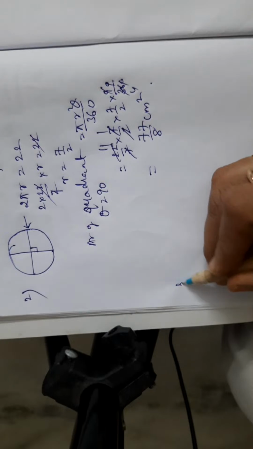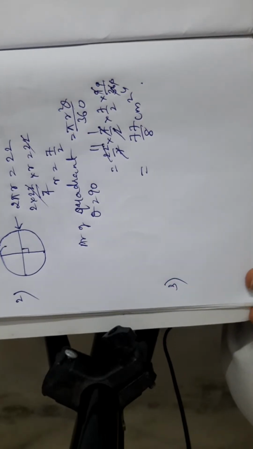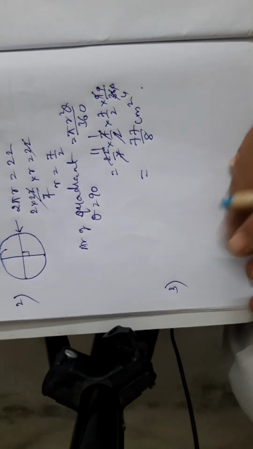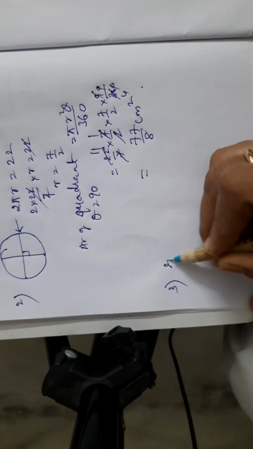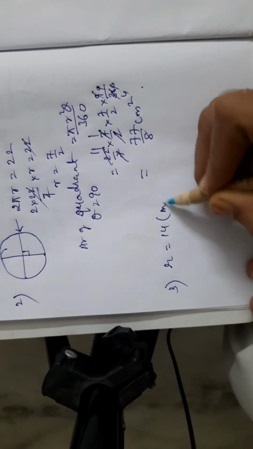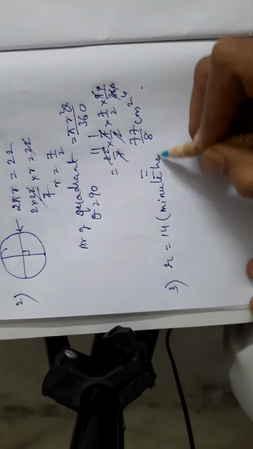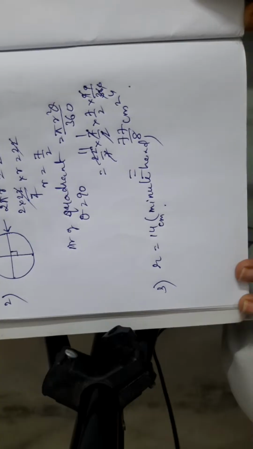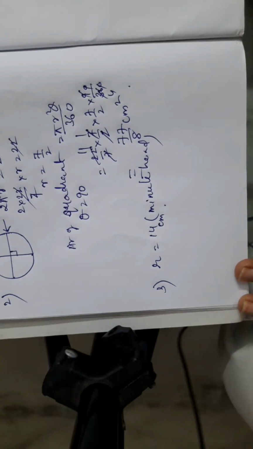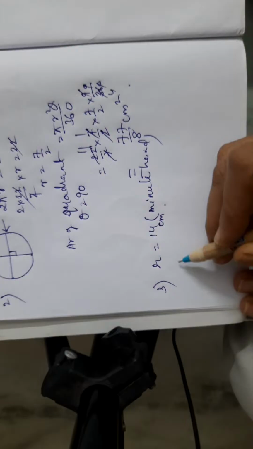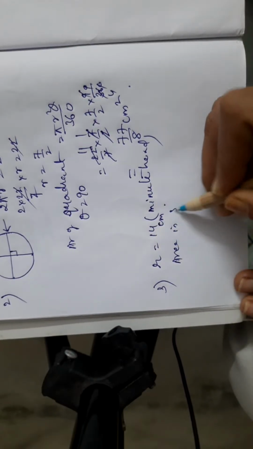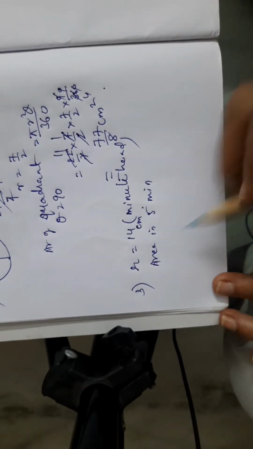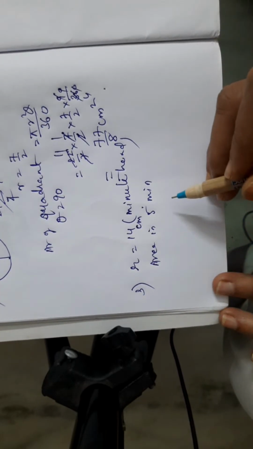Now the next, third question is given. The length of the minute hand of a clock is 14 centimeter. Whenever they give the length of the minute hand, we consider it like the radius. Find the area swept by the minute hand in 5 minutes. If you recall, for this kind of question I told you we need to find theta first, which we will calculate by the unitary method.